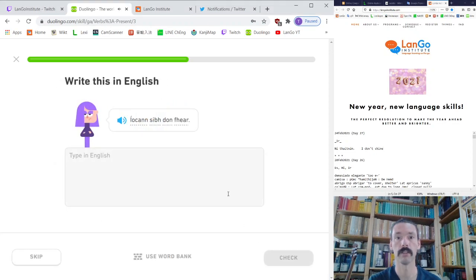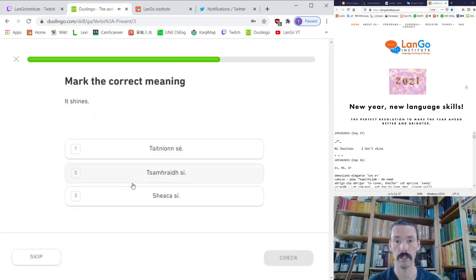Íocann sibh don fhear. Oh, FH. So far, just a plain F. It's a word for man when it's unmutated. When we change that F in this particular way, spell it with an H following, the sound is nothing. We lose that consonant. Íocann sibh don fhear. So FH, that's always a silent graph. It's not sounded. You pay for the man.